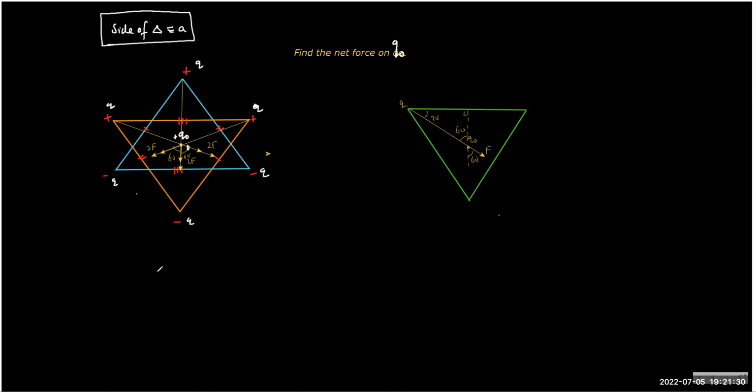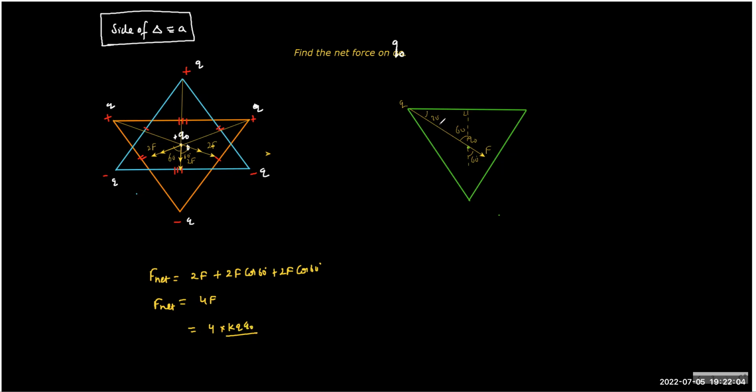So the net force will be again on a line of symmetry. We can see we clearly have a line of symmetry, so the net force must be on that line. The 2F is already on this line, and the remaining 2F will have cos 60. Let me write down all values. So this entire term turns out to be 4F. And F is the force between just two charges, kQ squared upon the distance squared.